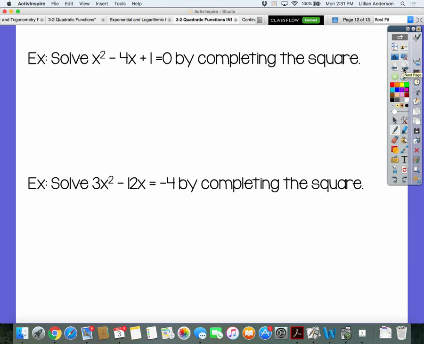Completing the square. We're doing that one next. Okay? This one is probably the one that has the most steps and things to remember. Let's see, 4 steps? Think about 4 steps.